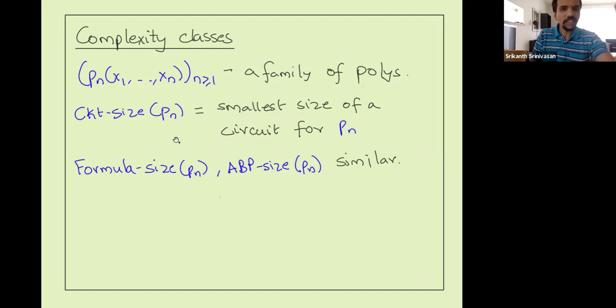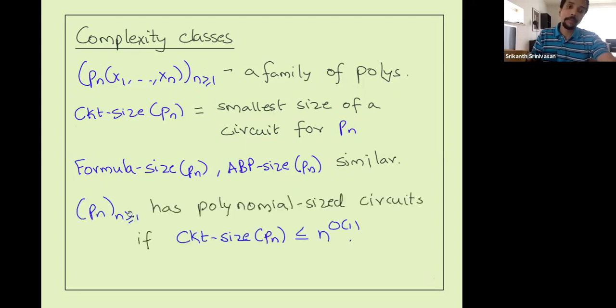Each of these is of course a function of n. P_n is an infinite sequence of polynomials, so each of these is a function of n. And I'll say that P_n has polynomial size circuits if the circuit size of P_n as a function of n is upper bounded by a polynomial in n, maybe by n squared or some n to the c for some fixed c.